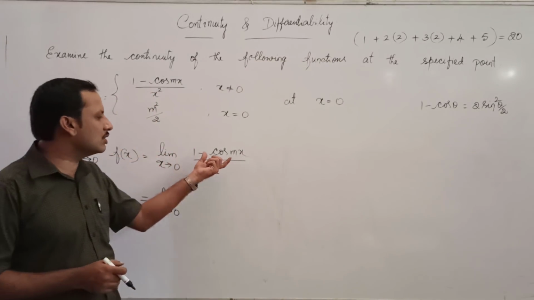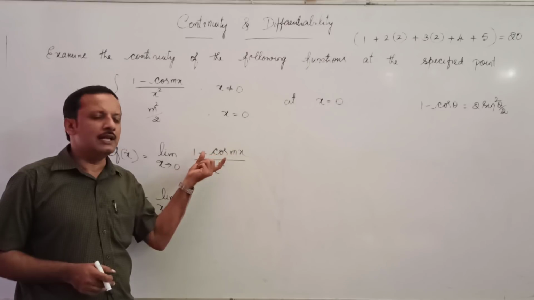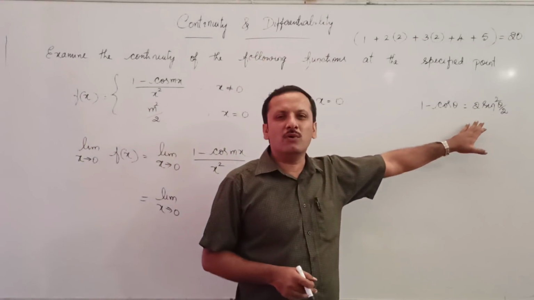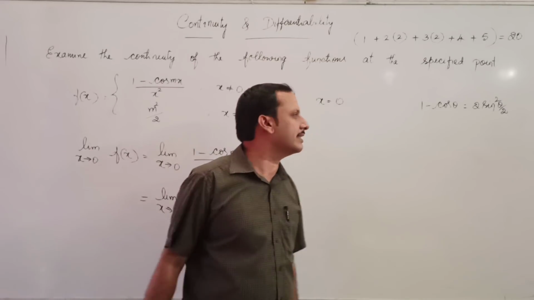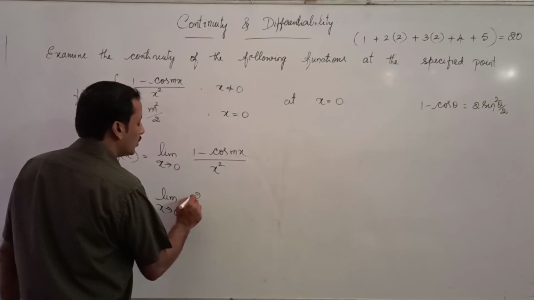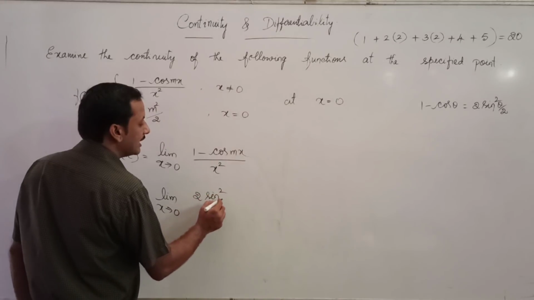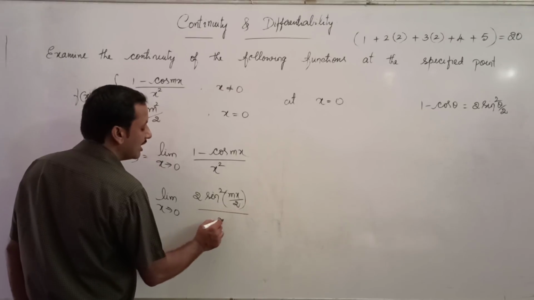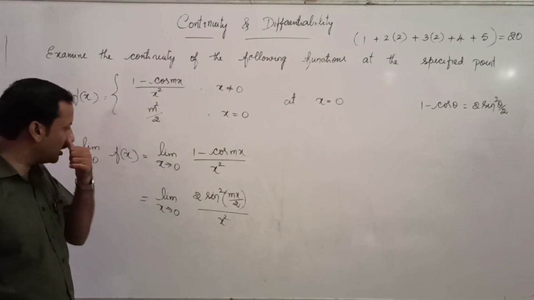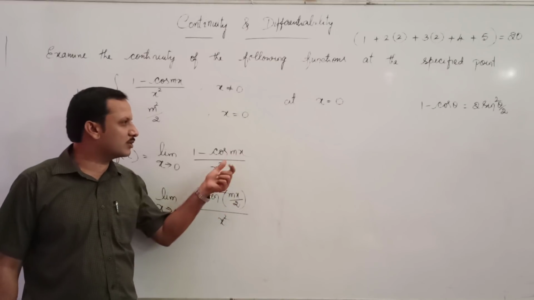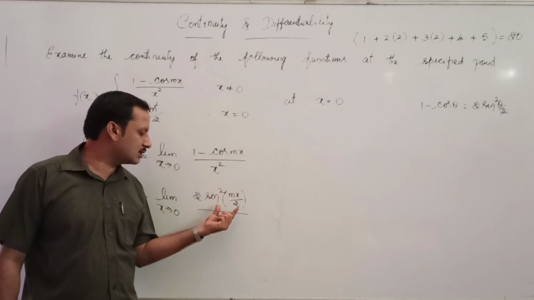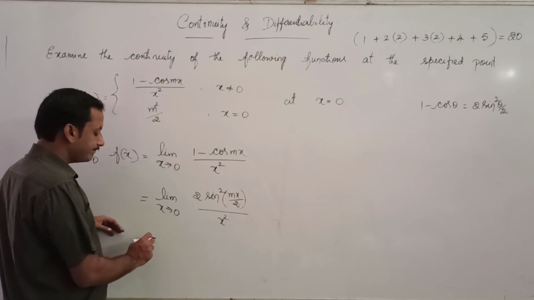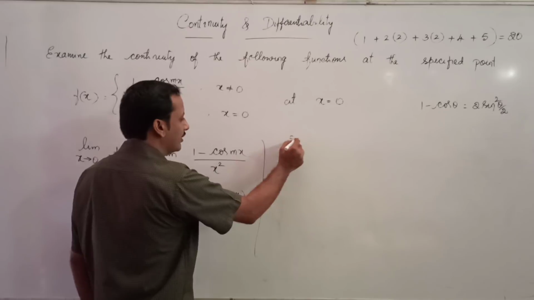So here this looks like 1 minus cos theta. In place of theta we have mx here. So I will use this formula. 1 minus cos theta is 2 sin square theta by 2. This will give you 2 sin square mx by 2 divided by x square. Okay. Now this is equal to, I continue here.